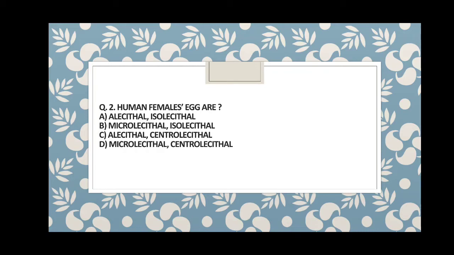As you all know, human eggs are alecythal, because there is no yolk found in the human female egg. So the first answer, A, is moving toward the right answer, that is alecythal. But in case of the other classification, isolecythal, centrolecythal and telolecythal, both the alecythal and microlecythal fall in the category of isolecythal. So in that case the answer is A, that is alecythal and isolecythal.